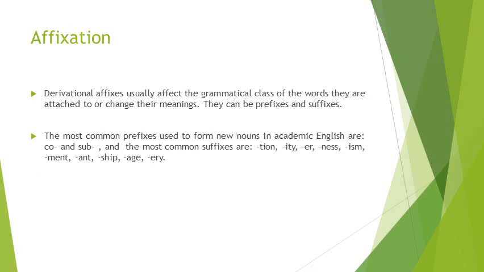Now let's talk about derivational affixes. In derivational affixes, what they do is that they affect the grammatical class of the words they attach to, or they even completely change their meanings. And in this case, they can be prefixes or suffixes. The most common prefixes that you will find to form nouns in academic English are affixes like co, sub, and the most common suffixes are tion, ity, er, ness, ism, ment, ant, ship, hood, and then ery.